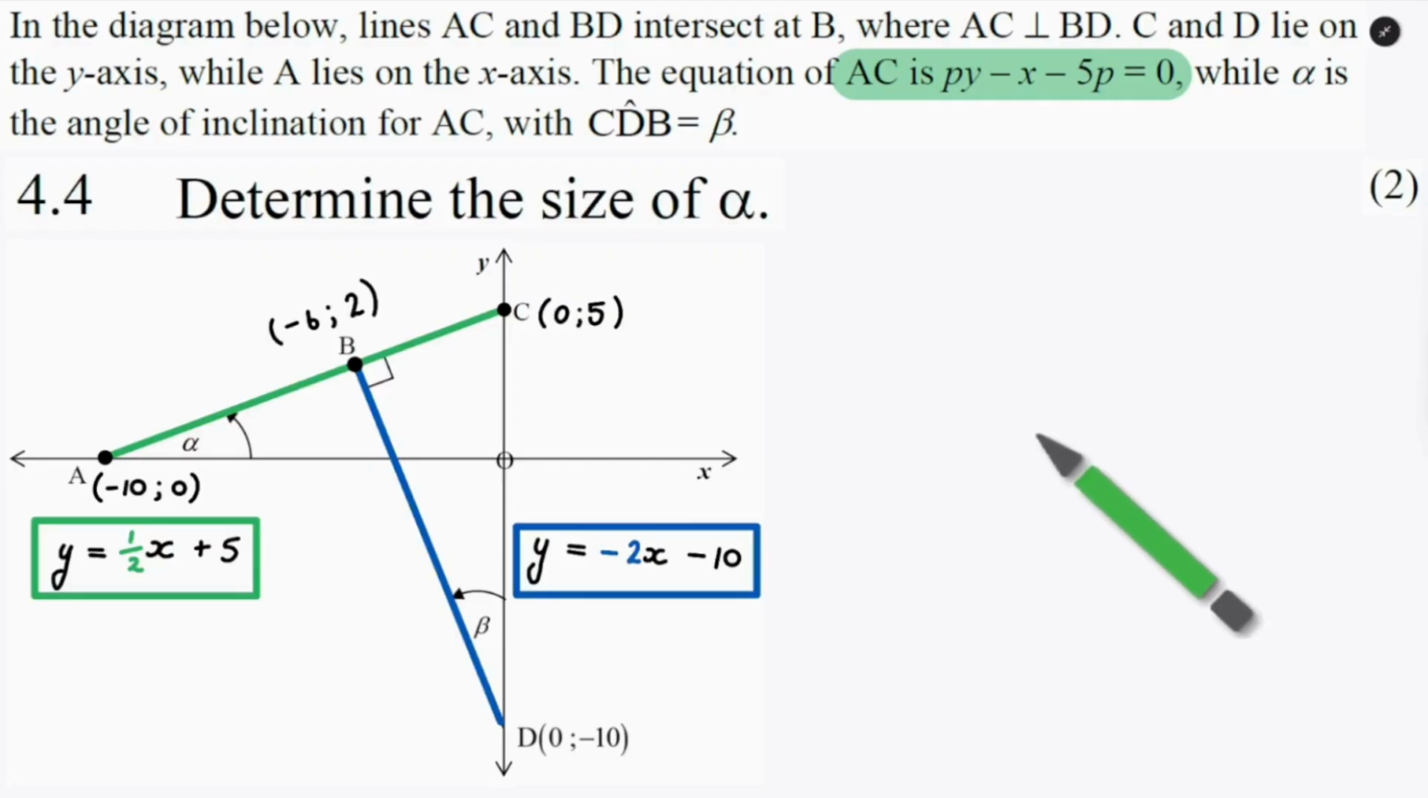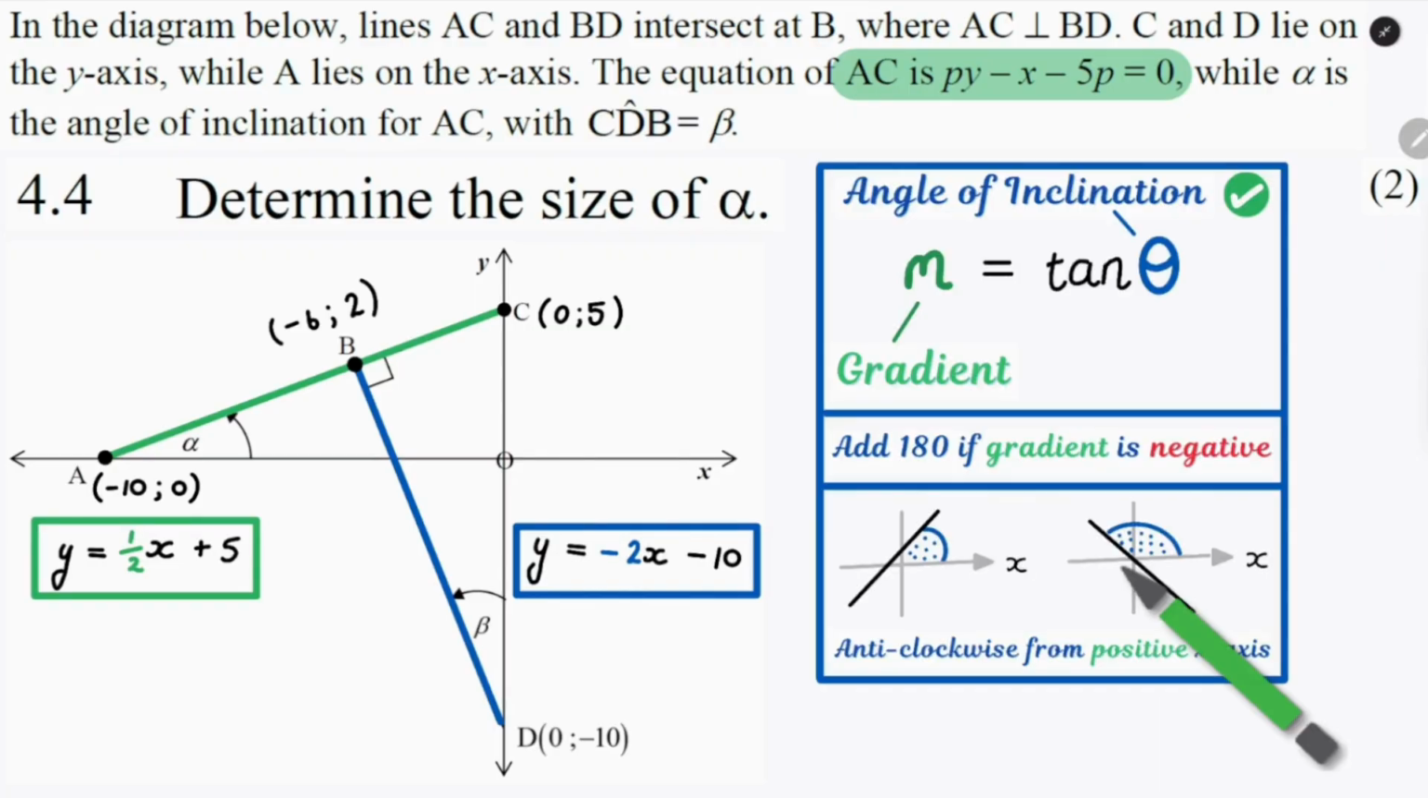In question 4.4, we need to determine the size of alpha. Alpha is an angle that's down here. Anytime I want to get angles in analytical geometry, I need to use my angle of inclination formula, which is m equals tan theta, m representative of the gradient, and theta is representative of your angle of inclination.